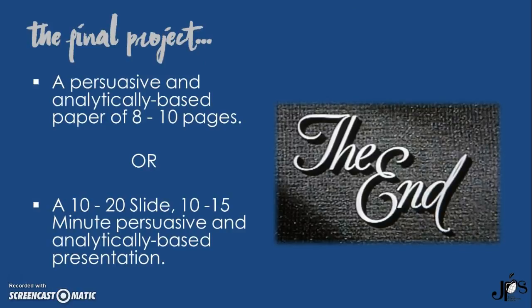Your options for your final project include the following: a persuasive and analytically based paper of 8 to 10 pages, or a 10 to 20 slide, 10 to 15 minute persuasive and analytically based presentation. Either requires a specific and debatable thesis statement and focus. You have to include all 4 of the novels you read this semester with specific evidence from the pieces properly cited. It needs to be engaging and thought-provoking, and it has to have evidence of preparation and preparedness. Additional information is available on the instruction sheet within the final project folder.